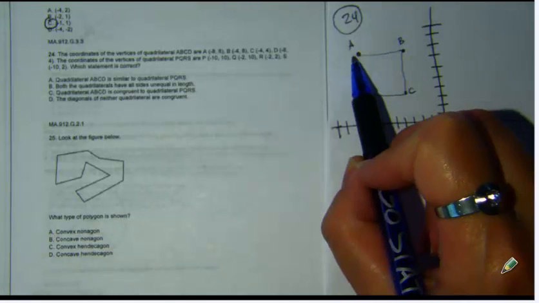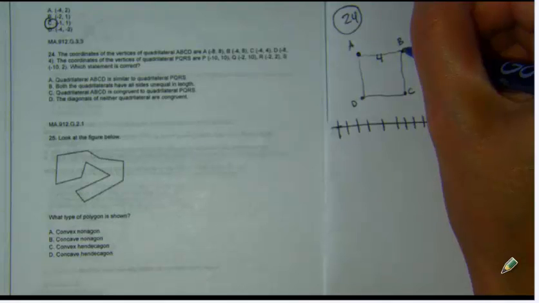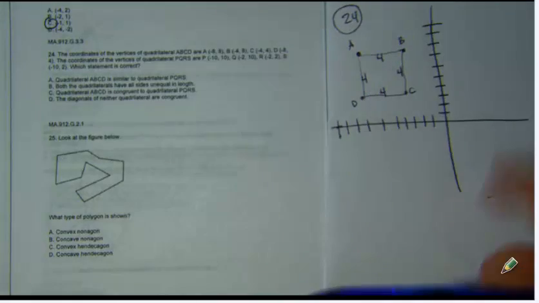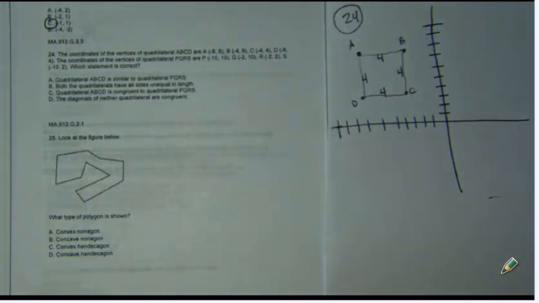And the distance between these points is, I go from negative 8 to negative 4, so there's a distance of 4 there. And 8 and 4, there's a distance of 4 here, and 4 here. So those are each 4 long. So far okay?